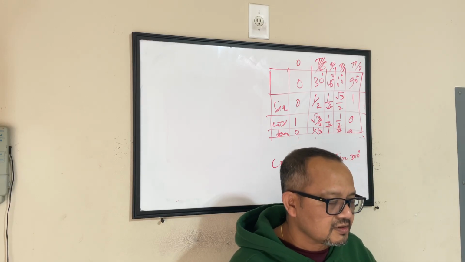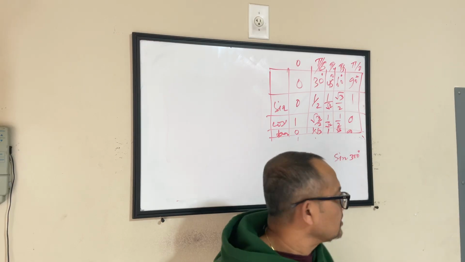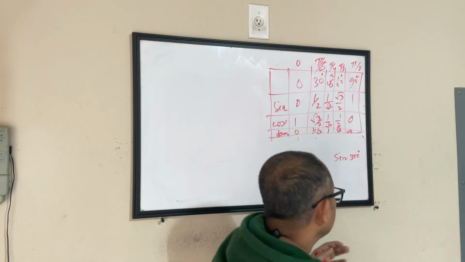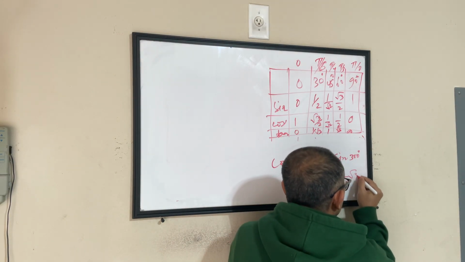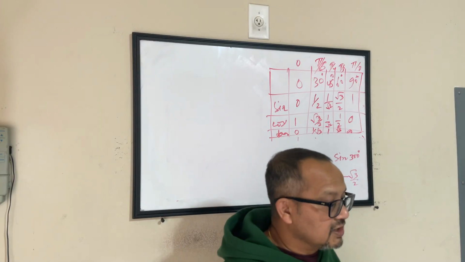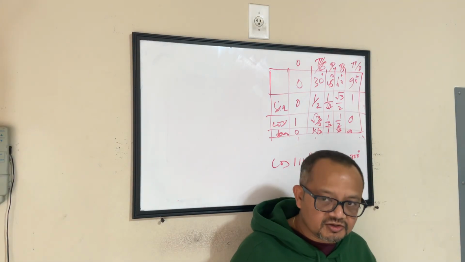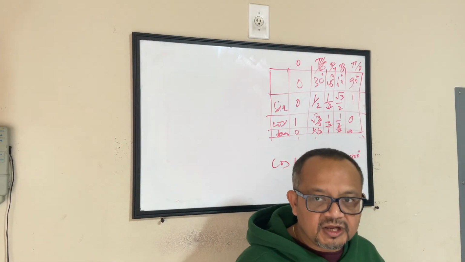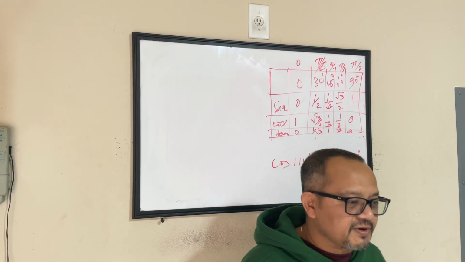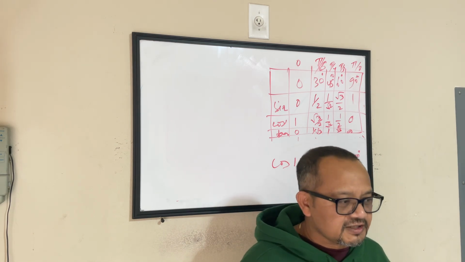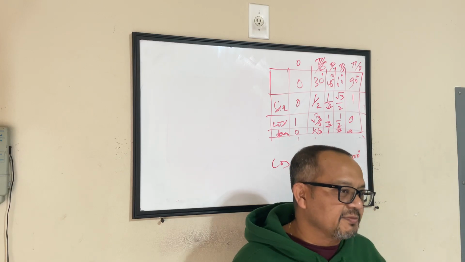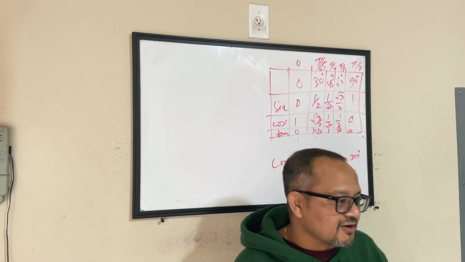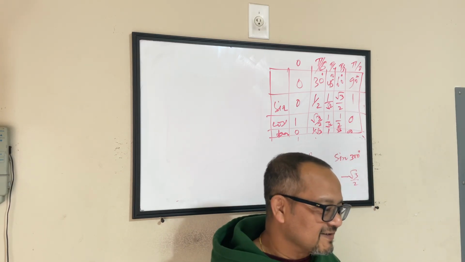Is sine 300 negative root 3 over 2? Sine 300, you said negative root 3 over 2. Okay, so this is another answer I got. That is good. I would have been disappointed if Prisha also would have said she got the same value. Then that means, be it right or wrong, we are relying on one option.